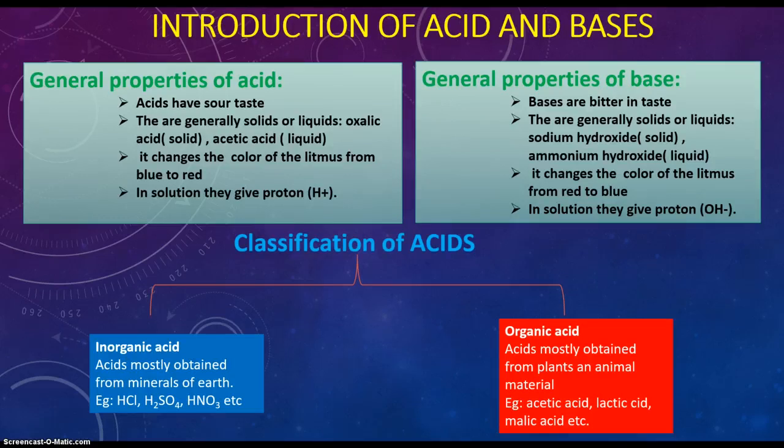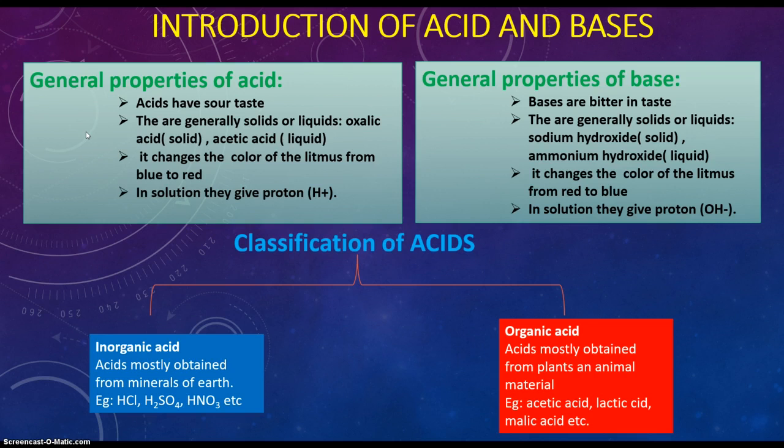Let's start with acid. Acids have some general properties. Number one, acids are sour in taste. Number two, generally acids exist either in solid state or in liquid state. If I give you an example, oxalic acid exists as solid, acetic acid exists as liquid. So acids are generally substances which are sour in taste and exist either in solid or liquid state.